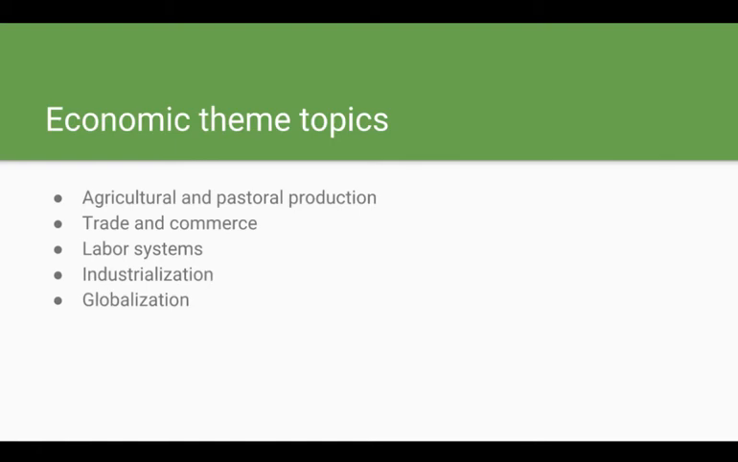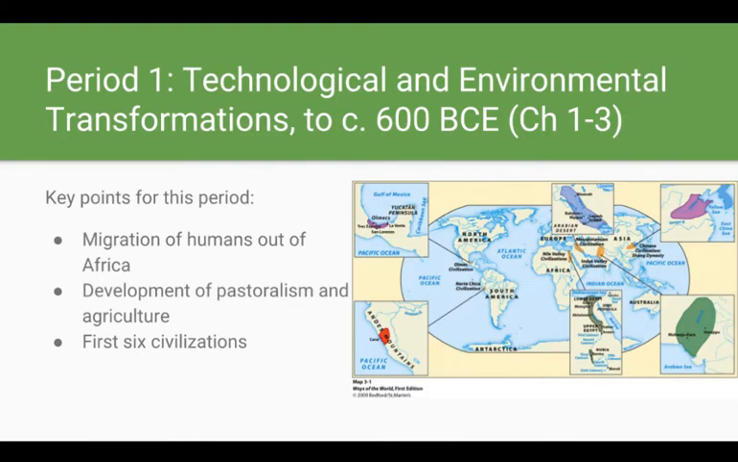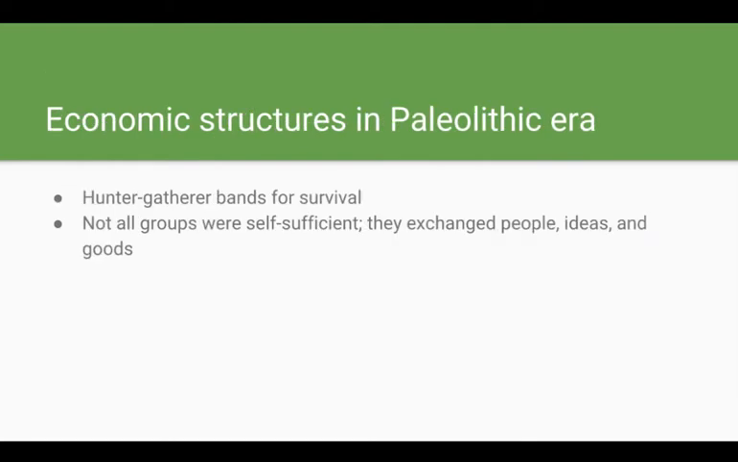How food is produced, trade, labor, and then later, of course, in the course, industrialization and globalization. These are the basic topics for Unit 1. Again, it's migration and the development of the first 6 civilizations. Not a whole lot going on here.